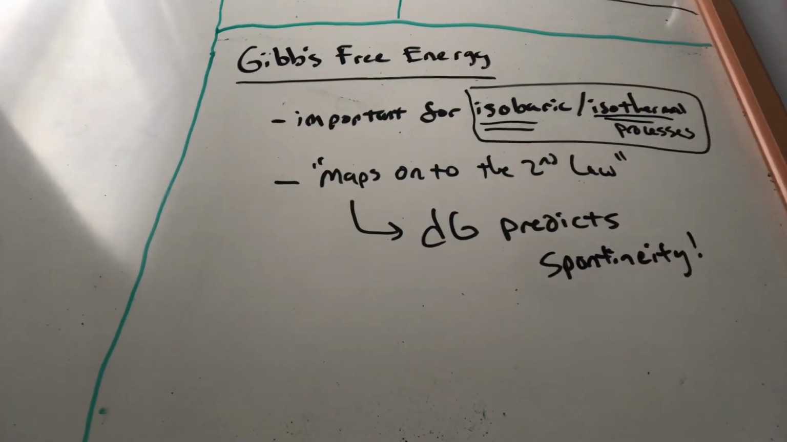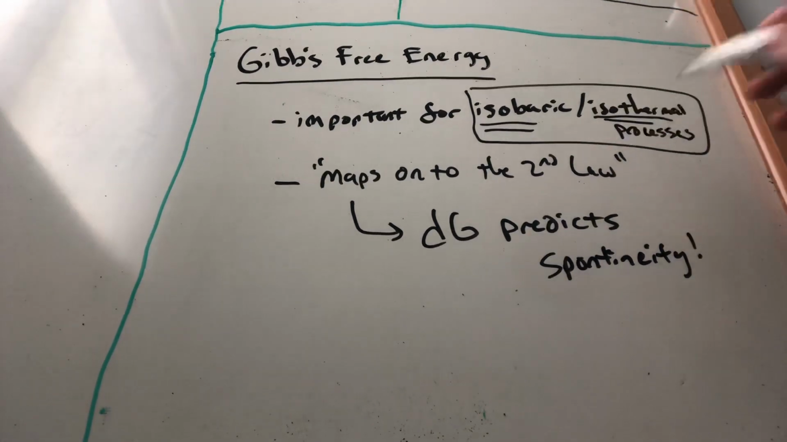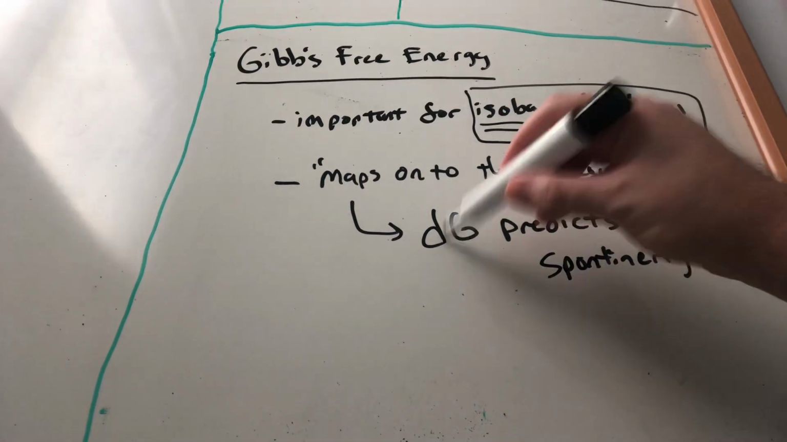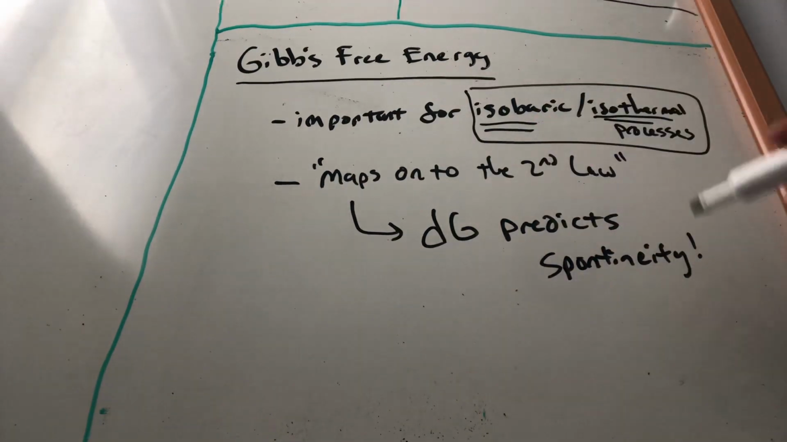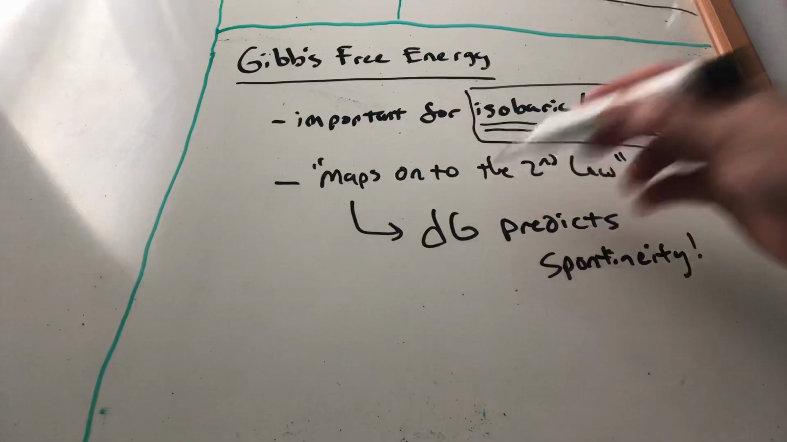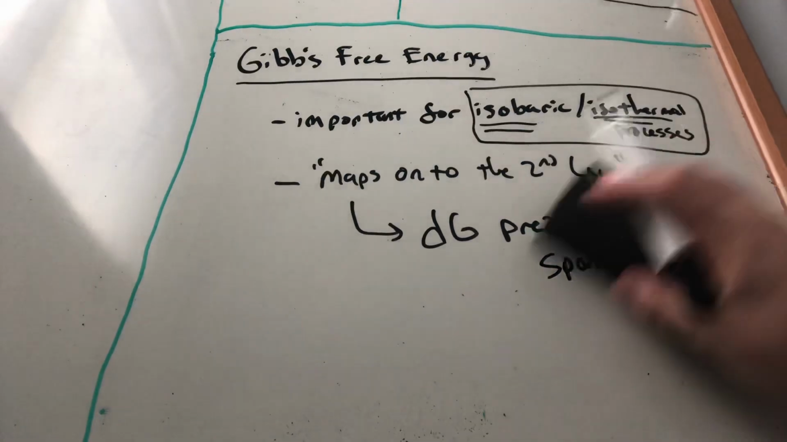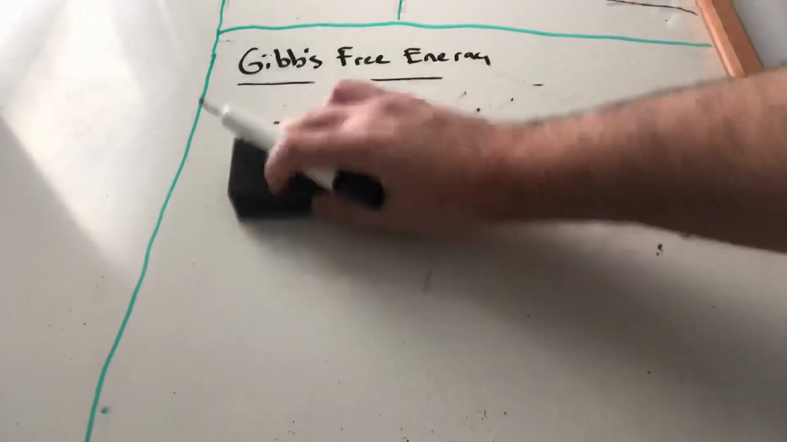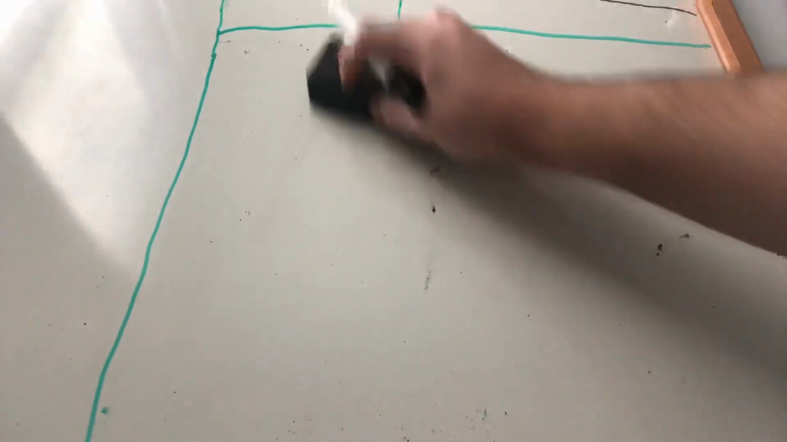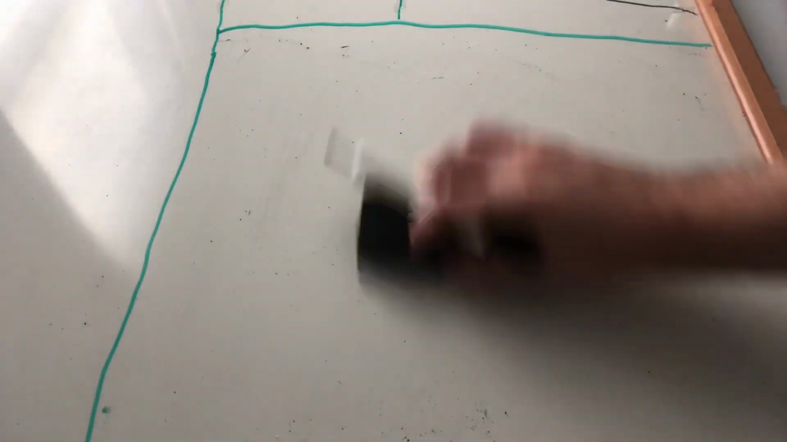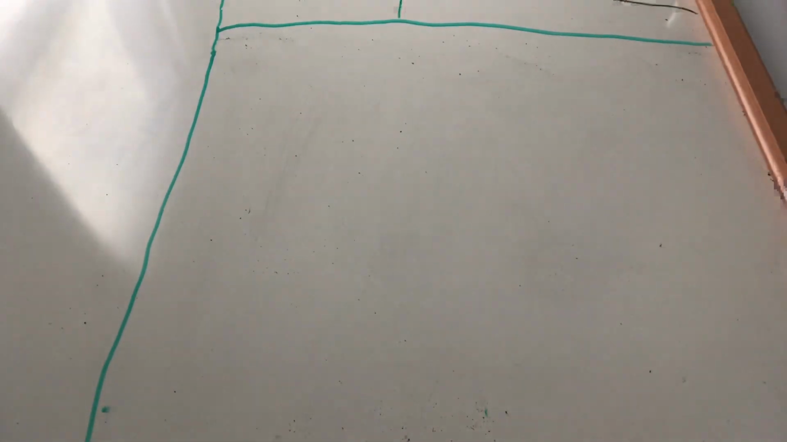So there's nothing magical about G. There's nothing magical about A. It's just that they are ways to get at the second law. The second law is the only thing that ever really predicts spontaneity. It's just that sometimes these other functions that we create with our Legendre transformations can map onto the second law. So let's take a look at the mathematical definition of G, and let's do the mapping ourselves and understand where it's coming from.